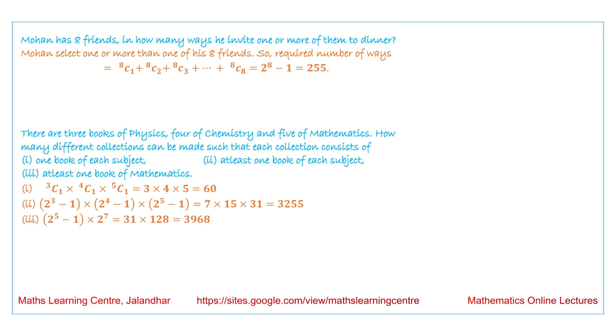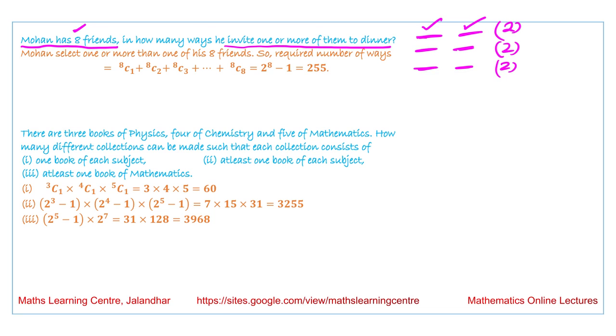Now the next question we have is, Mohan has 8 friends. In how many ways can he invite one or more of them to dinner? So Mohan has 8 friends, and for the first friend, he has 2 options: either he can invite that friend or he cannot invite that friend. Coming to the second friend, he has 2 options. Coming to the third friend, he has 2 options. Likewise, if we continue up to the 8th friend, again he has 2 options, either he invites that friend or he doesn't.